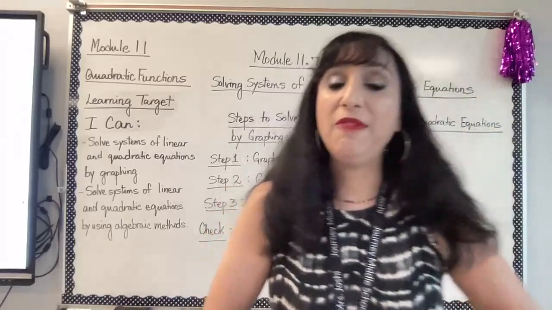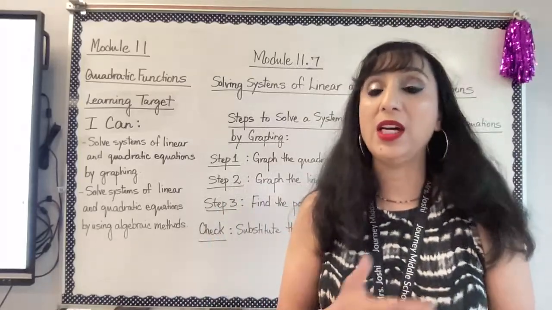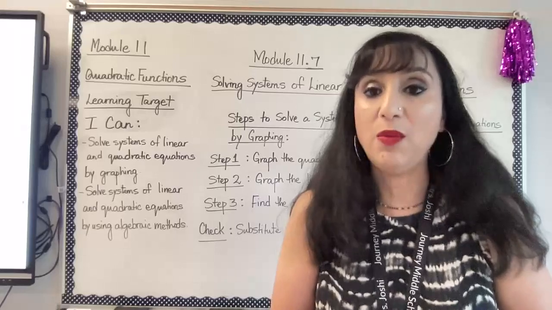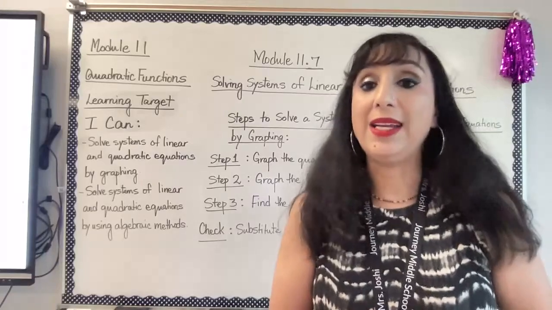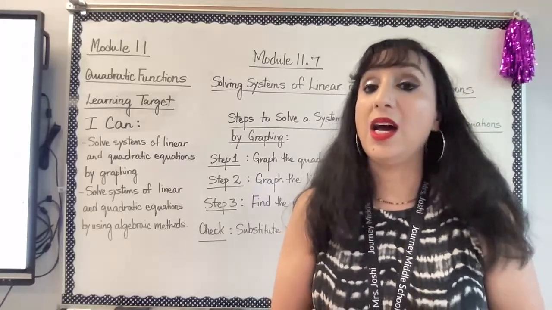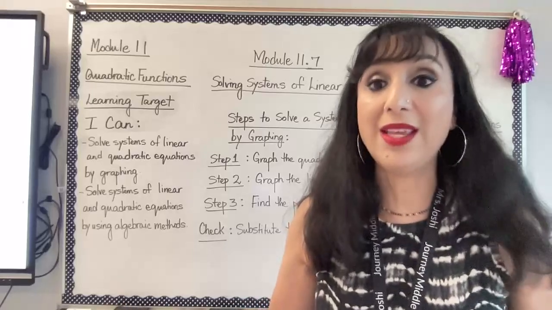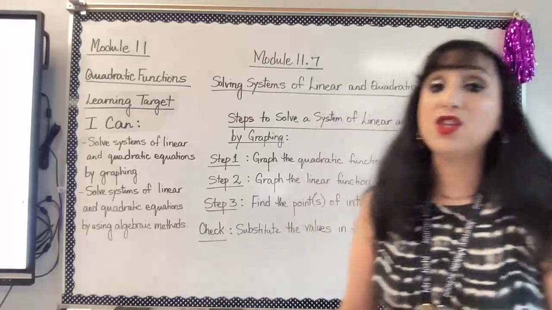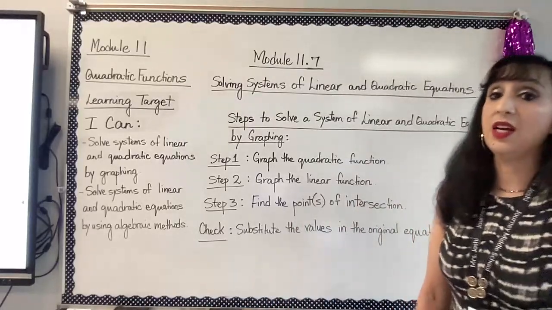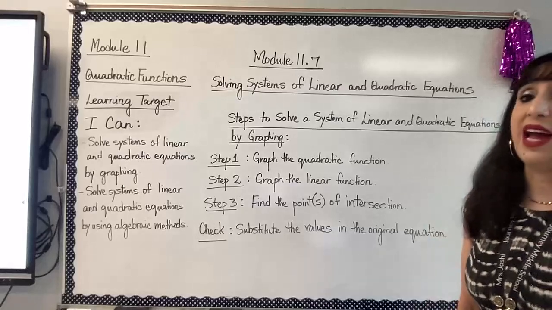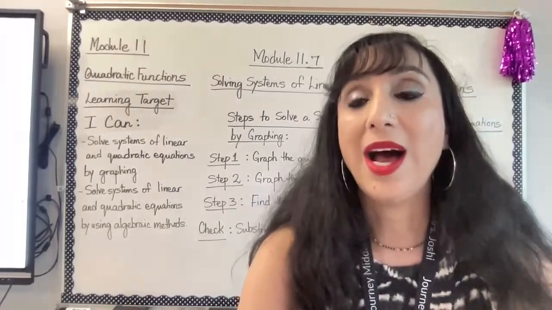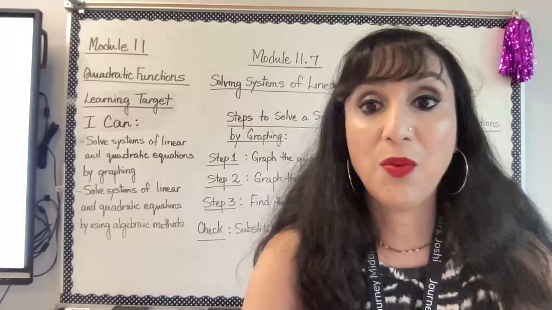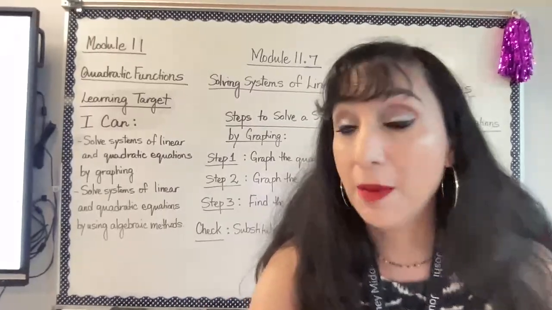As we've done before with the other linear equations, we know that where the graphs are intersecting, that is the solution. And if there's no intersection, there is no solution. And so we are going to find the points of intersection, and then we are going to substitute the values in the original equation to check our work. So let's go ahead and work on a problem on the whiteboard.